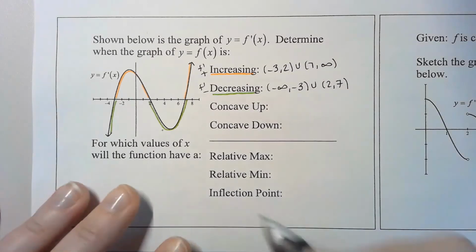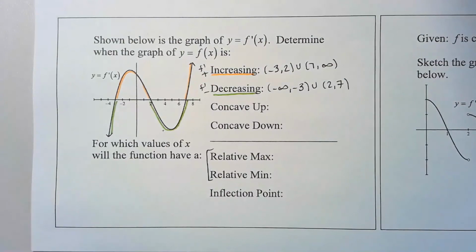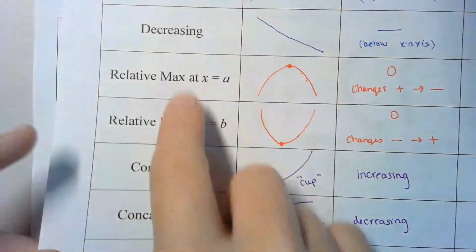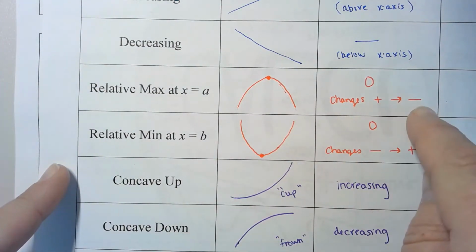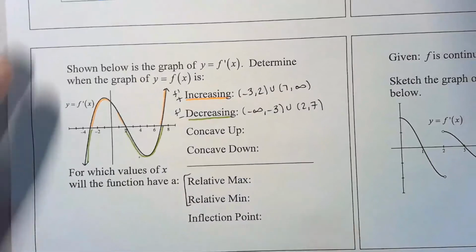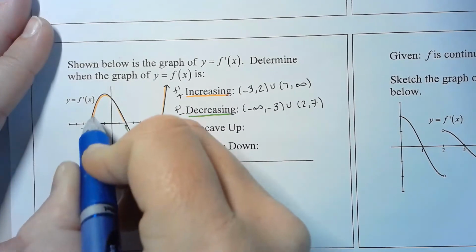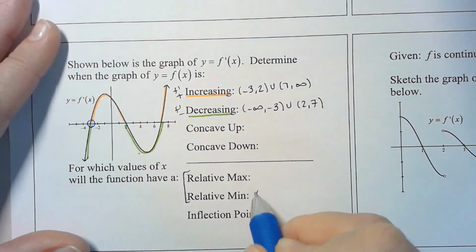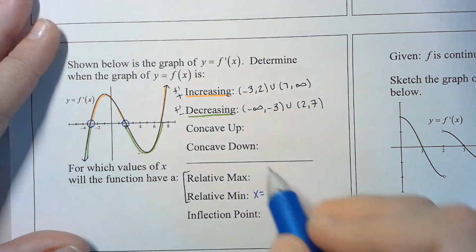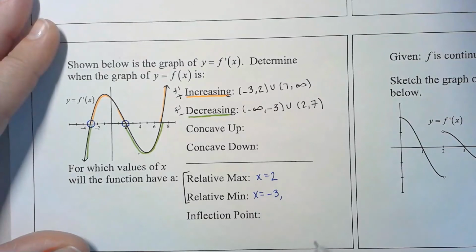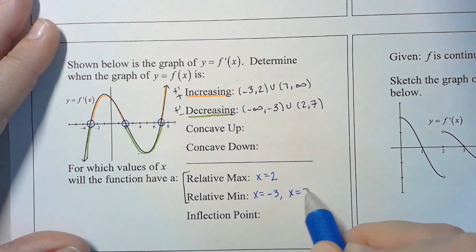While we're here, let's jump down and talk about maxes and mins. I'm grabbing my chart again. We said our graph will have a max when the first derivative changes from positive to negative. Well, let's take a look. My first derivative changes from negative to positive. That's a minimum. Here, I change from positive to negative, so that's going to be a maximum. And then at 7, I'm going from negative to positive, so that's going to be another minimum, isn't it?